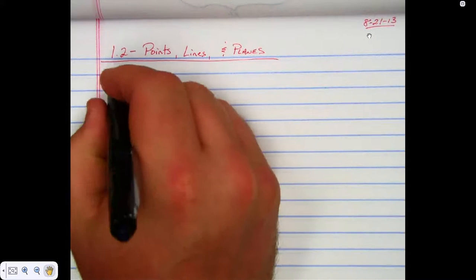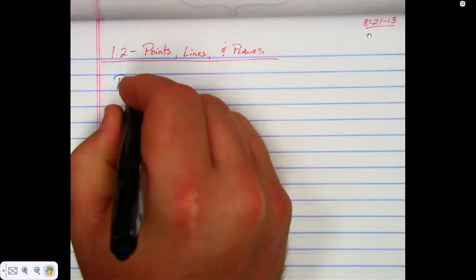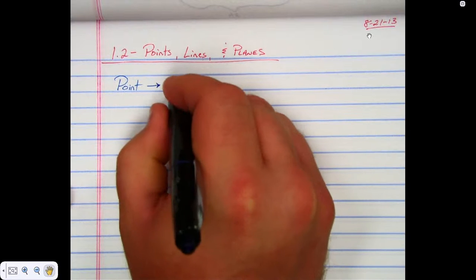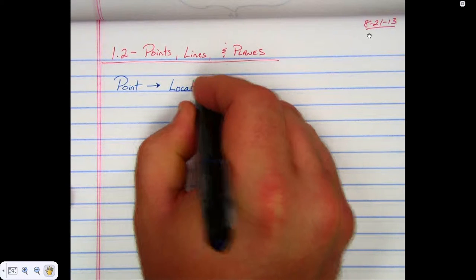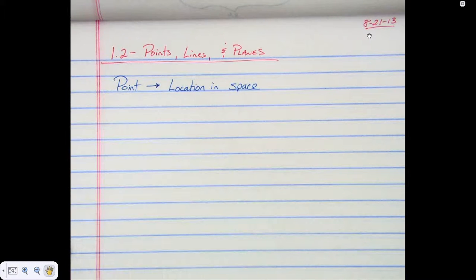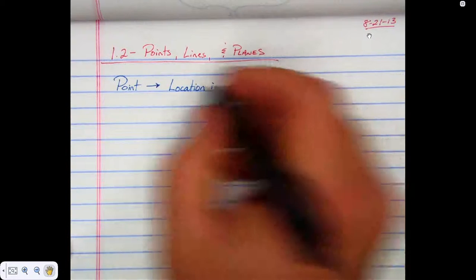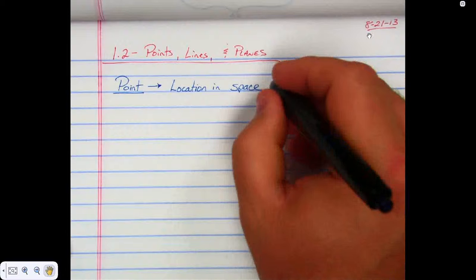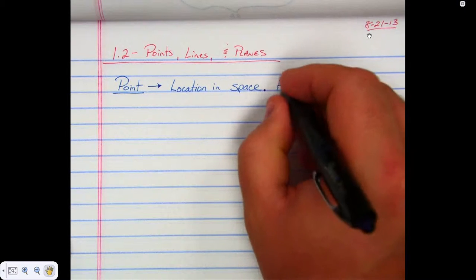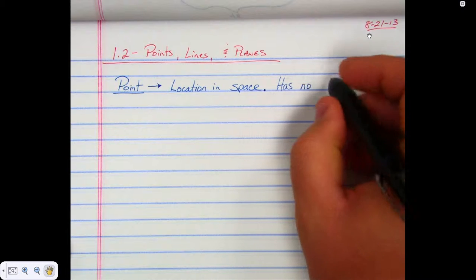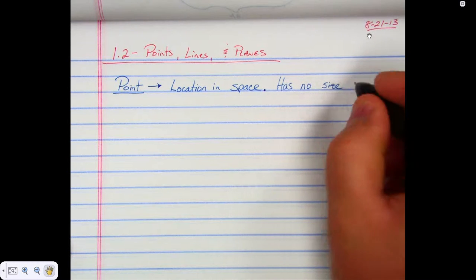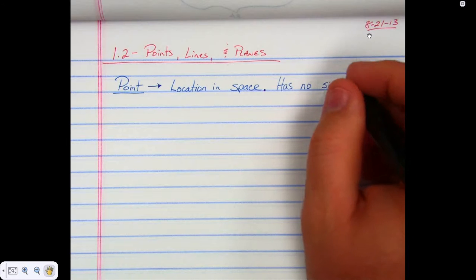First thing we'll talk about is a point. First of all, we need to talk about what a point is. It's a location in space. That point right there, as hard as this is to visualize, in essence, it has no size. It's a specific itty bitty little point.